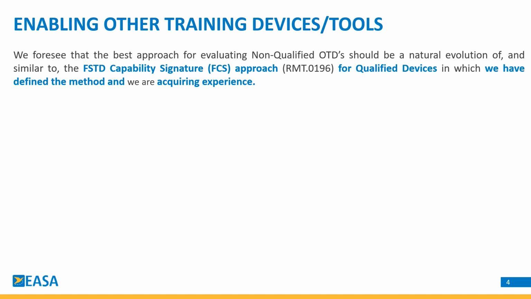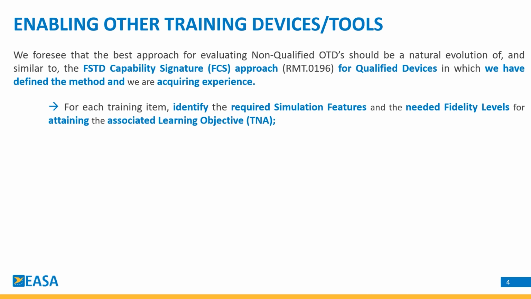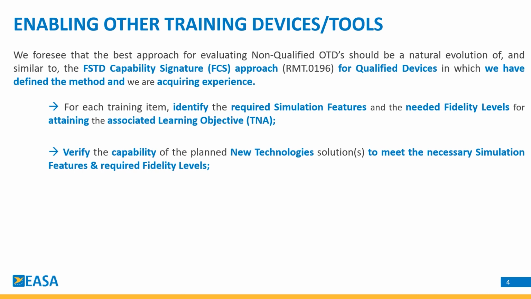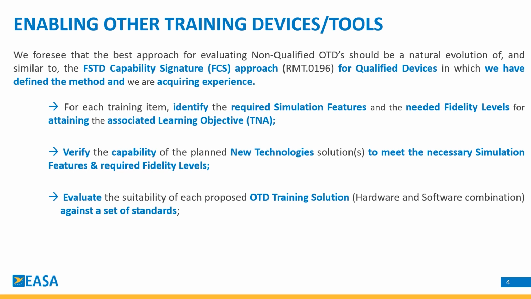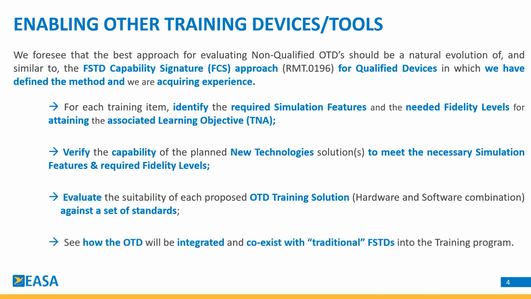This is a rulemaking task done by the agency under 0196, and it's for the evolution of the certification specifications of the FSTDs. But first, we need for each training item to identify the required simulation features and the needed fidelity levels for attaining the associated learning objectives. We define the learning objectives by using training need analysis, TNA. Then we have to verify the capability of the planned new technology solutions to meet the necessary simulation features and required fidelity levels. To do that, we need to evaluate the suitability of each proposed other training device training solution, hardware and software combination, against a set of standards that we still have to define. And we have to see how the other training devices will be integrated and coexist with traditional flight simulators into the training program.